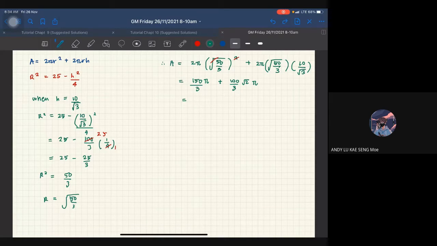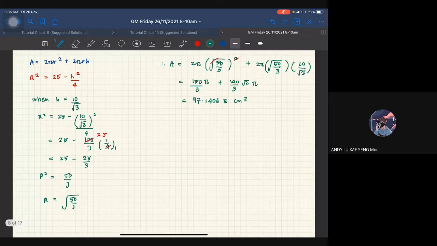So my answer is 97.1406 pi. Area adalah cm square. Settle. Okay, dapat tak sama dengan jawapan saya? Sama. Okay, good. Alright, so Azri, boleh faham ke this one? Boleh Miss, boleh. Thank you.